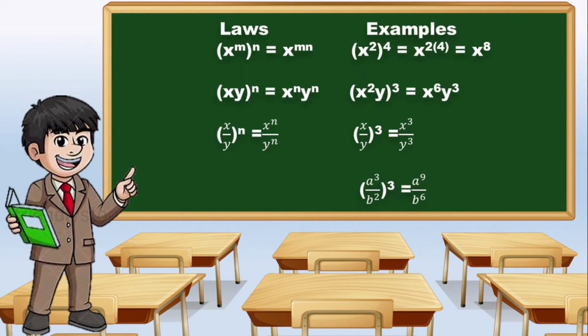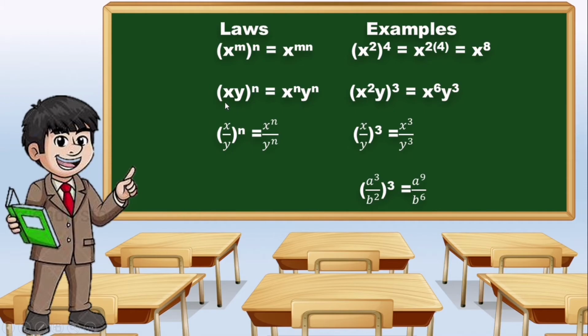Next is x raised to m, open and close parenthesis, raised to n equals x raised to m times n. Ibig sabihin yan, kapag meron tayong exponent dito sa x tapos ni-raise pa siya sa another exponent, minumultiply lang natin yung dalawang exponent na yon. Example, x raised to 2, open and close parenthesis, raised to 4 equals x raised to 2 times 4. That is equal to x raised to 8. So, i-multiply na natin yung exponent.